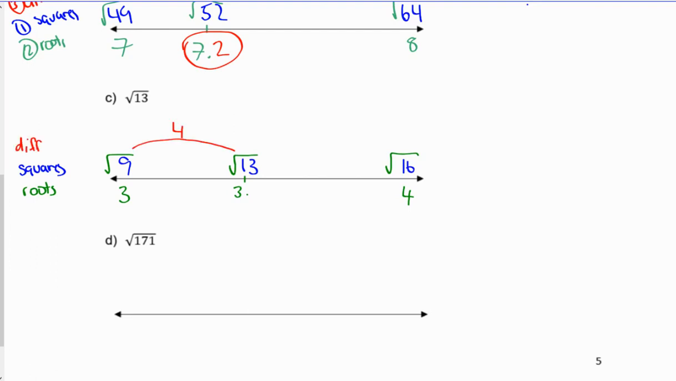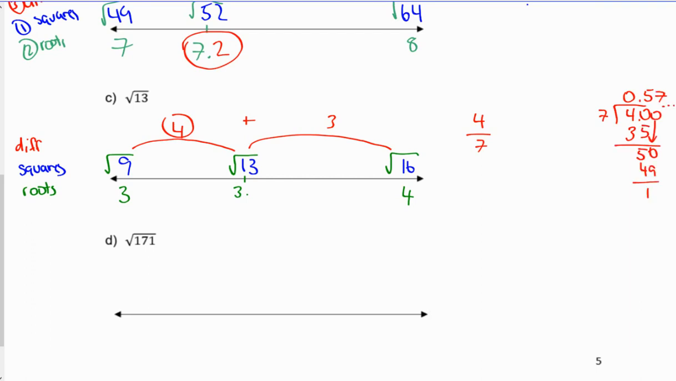Next are differences. The difference between 9 and 13 is 4, the difference between 13 and 16 is 3, so we do 4 divided by 7. And 4 divided by 7, just doing that quickly, will be 0.57-ish. So to the nearest tenth, we get rounded up to like 0.6-ish. So 3.6 should be our approximate square root of 13.